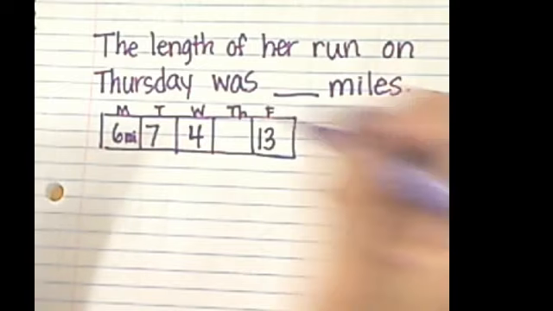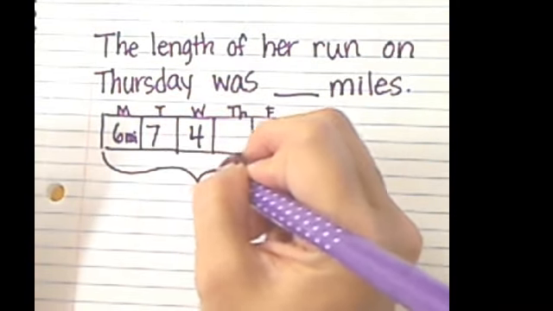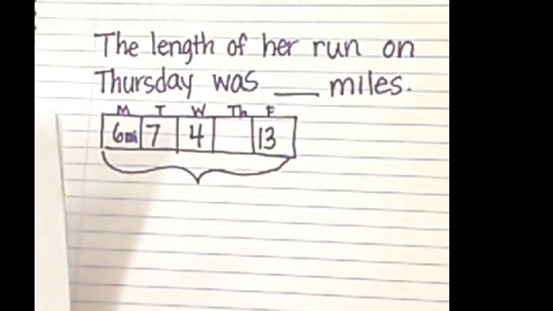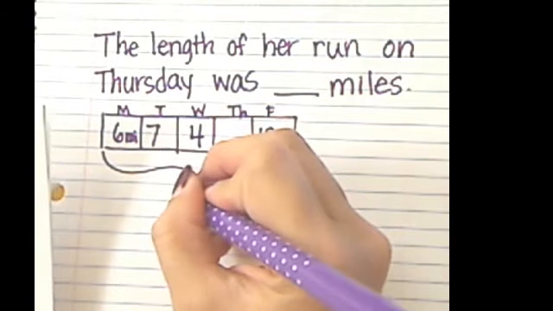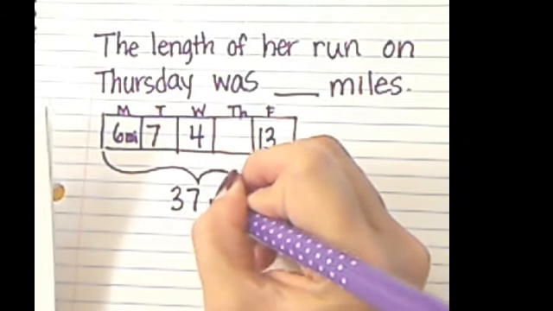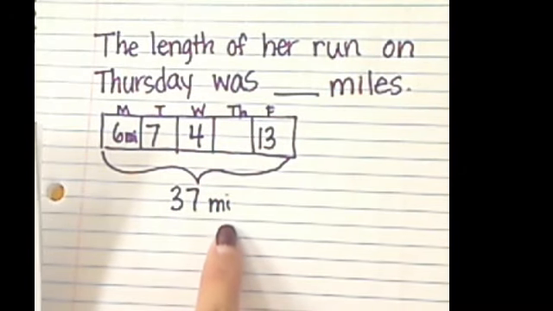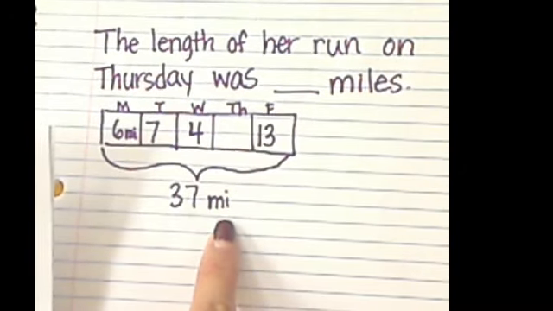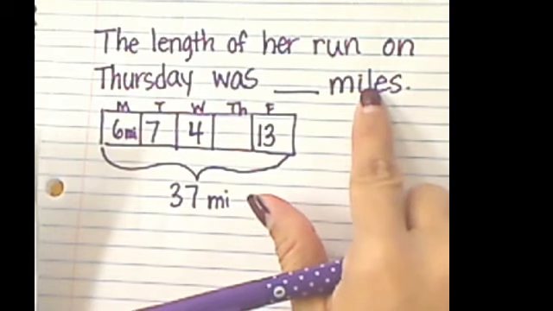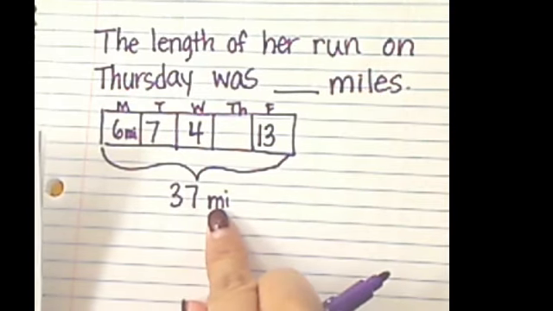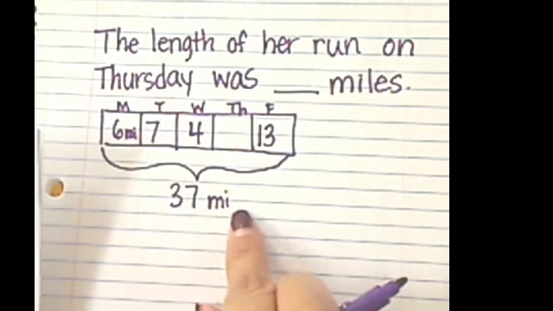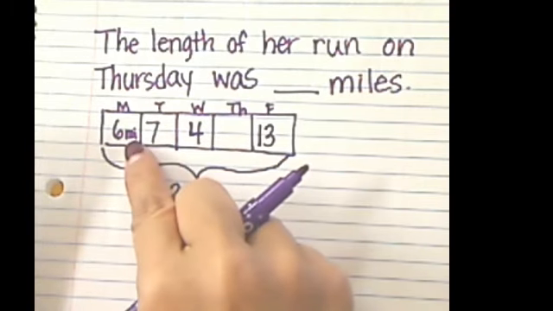Now we know the total already. The problem gave us the total. The total was 37 miles. MI is the abbreviation for miles. So even though I wrote miles up here, I can write it quickly by abbreviating it MI.